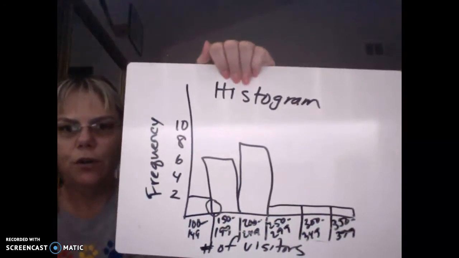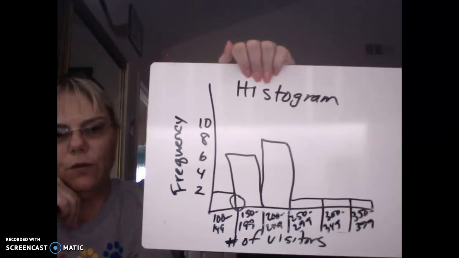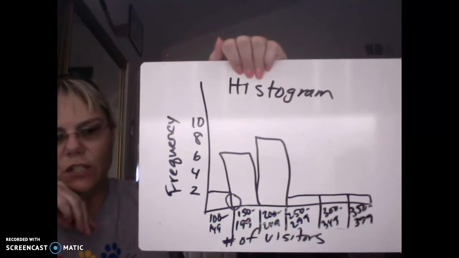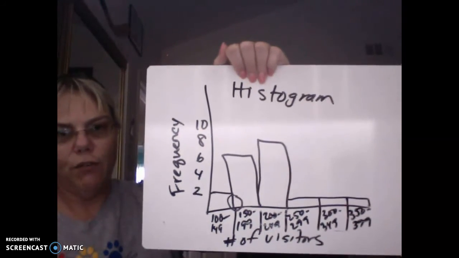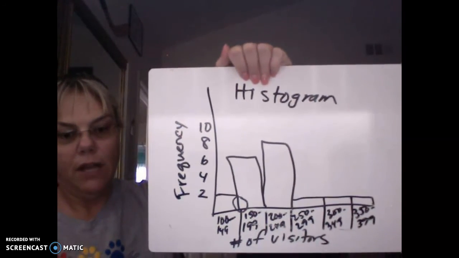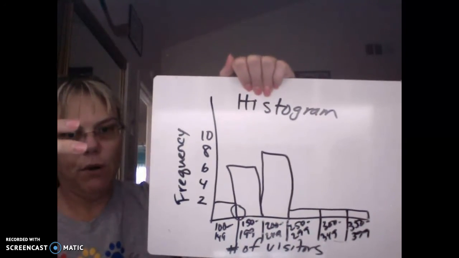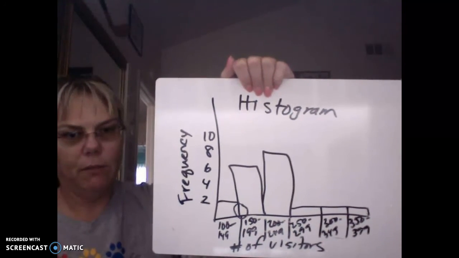Now I've shown you how to do it. You're going to do the second piece of information on our notes. It says test scores. You're going to make a frequency table and you're going to make a histogram. They both go together. You need to have both for the histogram lesson.